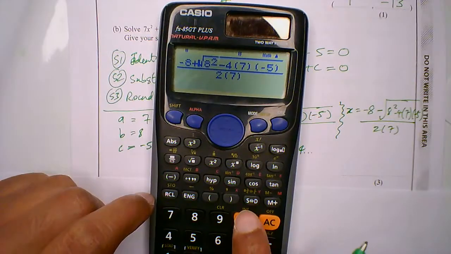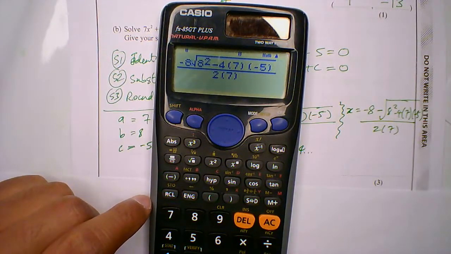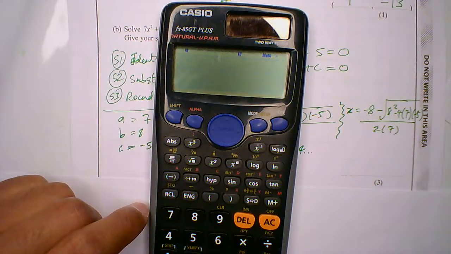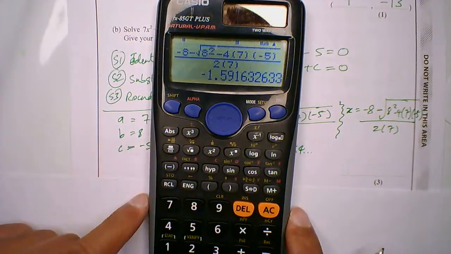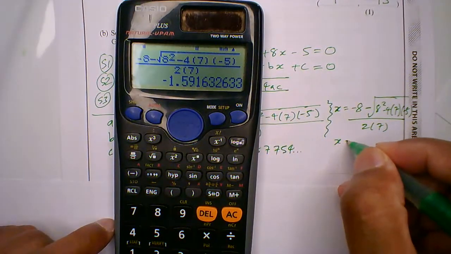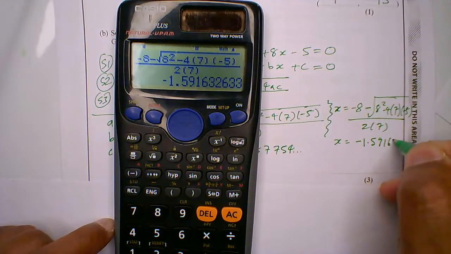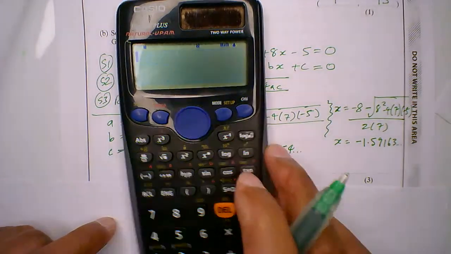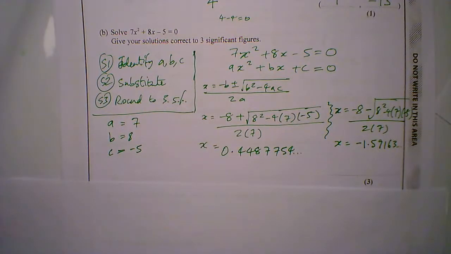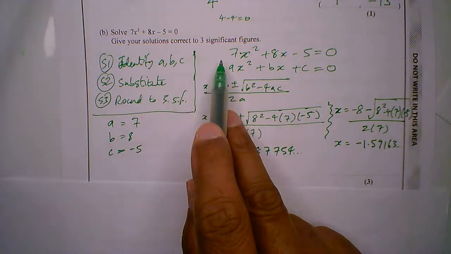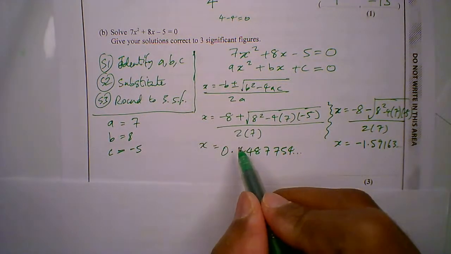Okay, I've got my delete button. And then I change that to a minus. And then that becomes x equals minus 1.59163... Okay, you have to be familiar with your calculator. And it says to 3 significant figures. Now, if it starts with a 0, we ignore it.